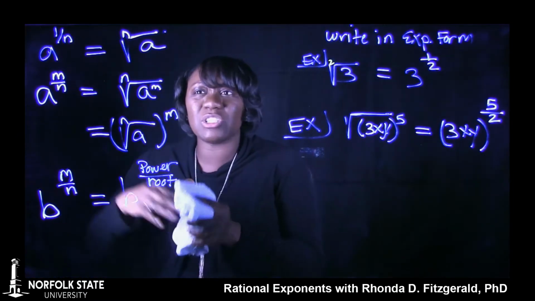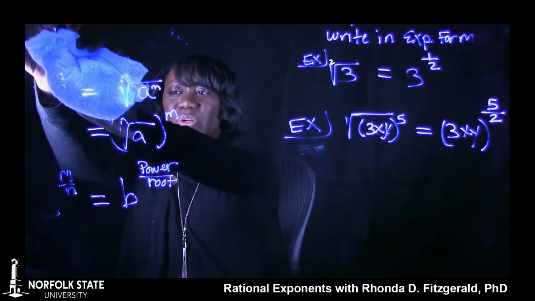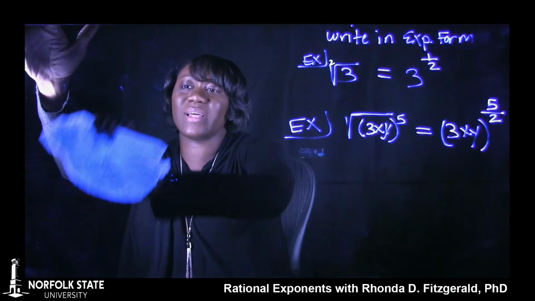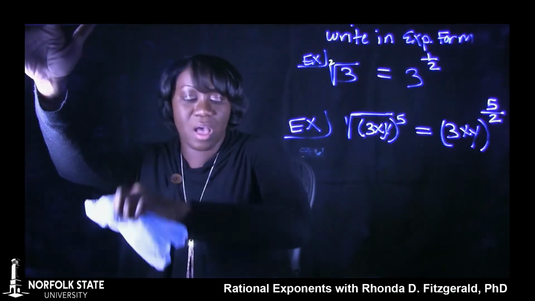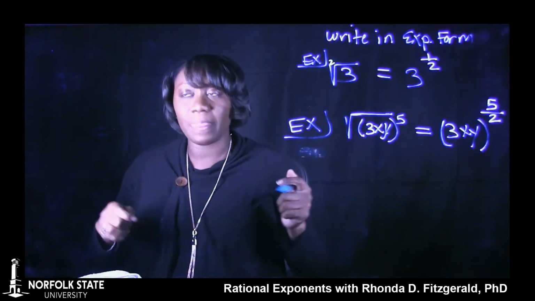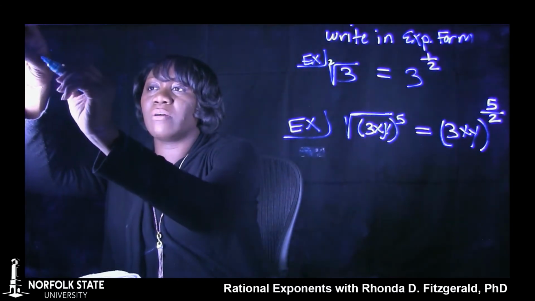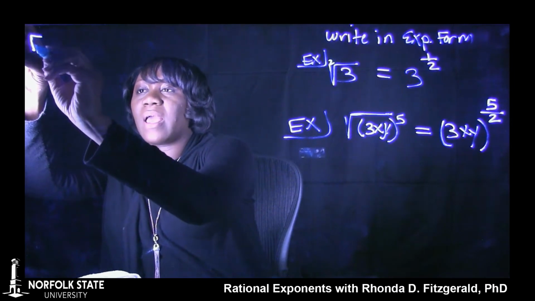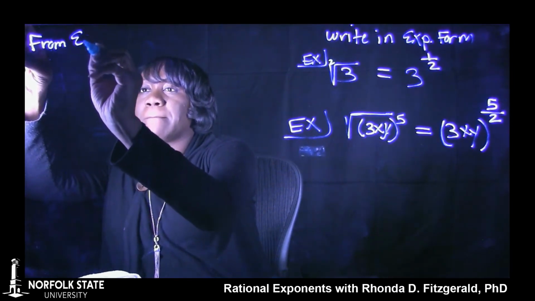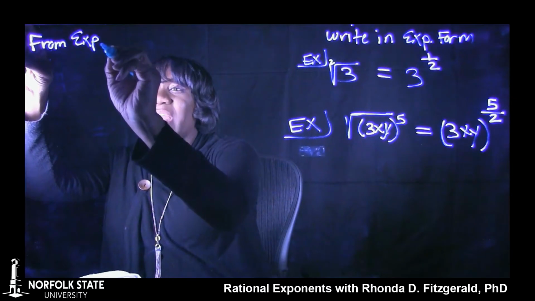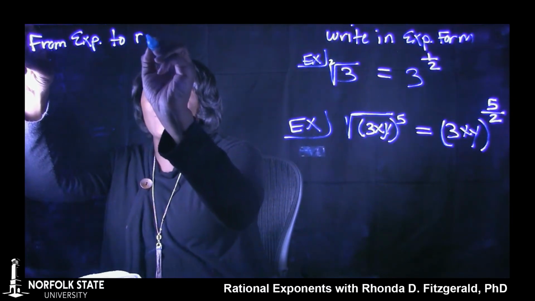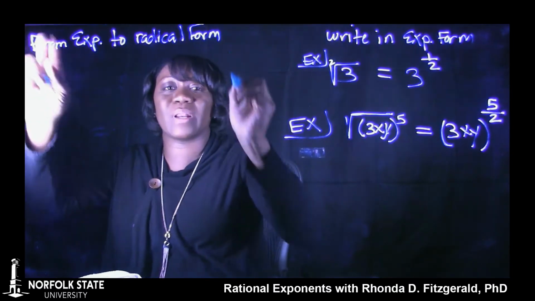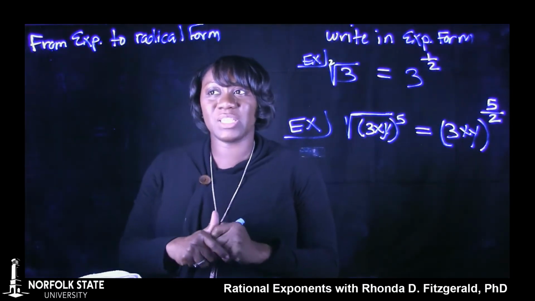What if I have exponential form and I want to put that in radical notation? What if I want to go backwards? Sometimes you will be asked to do that. So let's look at a couple of examples of changing from exponential form to radical.